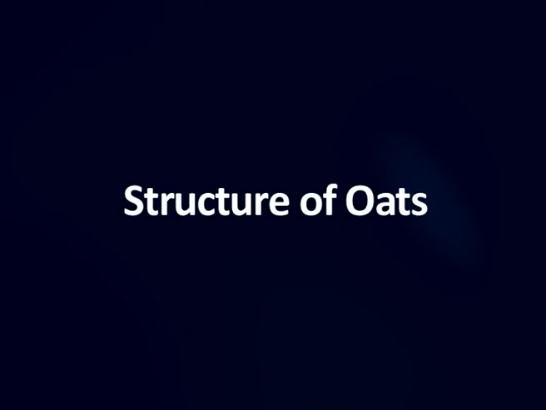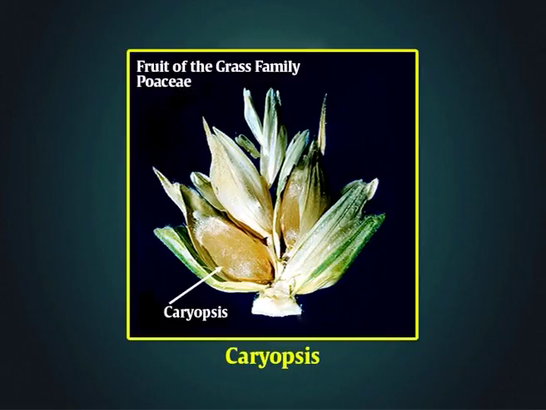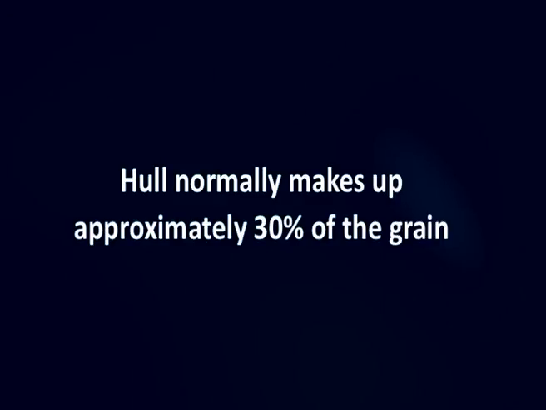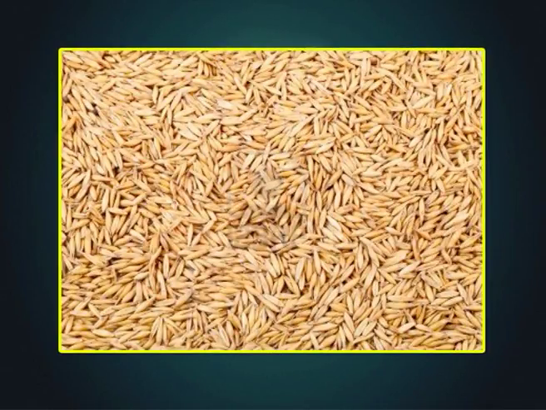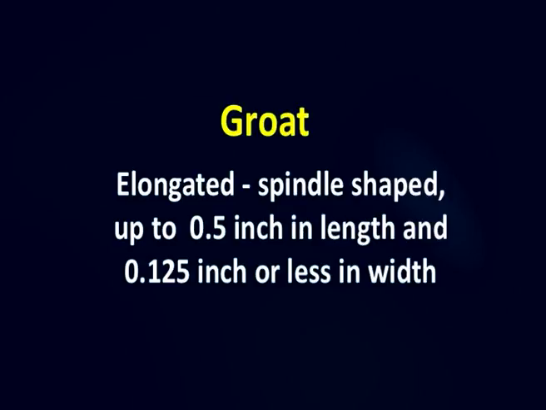Structure of oats. The common varieties of oats have the fruit, that is caryopsis, enveloped by a hull composed of certain floral envelopes. Naked or hull-less oat varieties are not extensively grown. The hull normally makes up approximately 30% of the grain. Oat kernels obtained by removing hulls are called groats. The groat is considered the whole grain of oats. It is elongated, spindle-shaped, up to 0.5 inch in length and 0.125 inch or less in width.